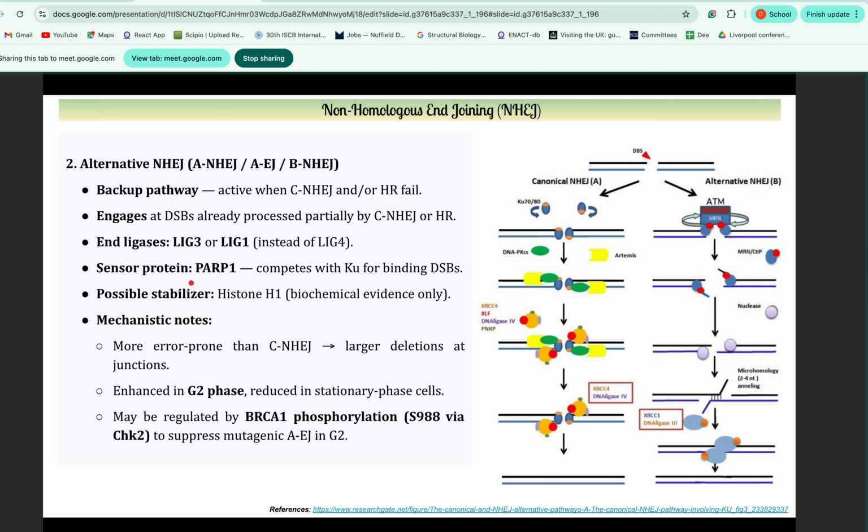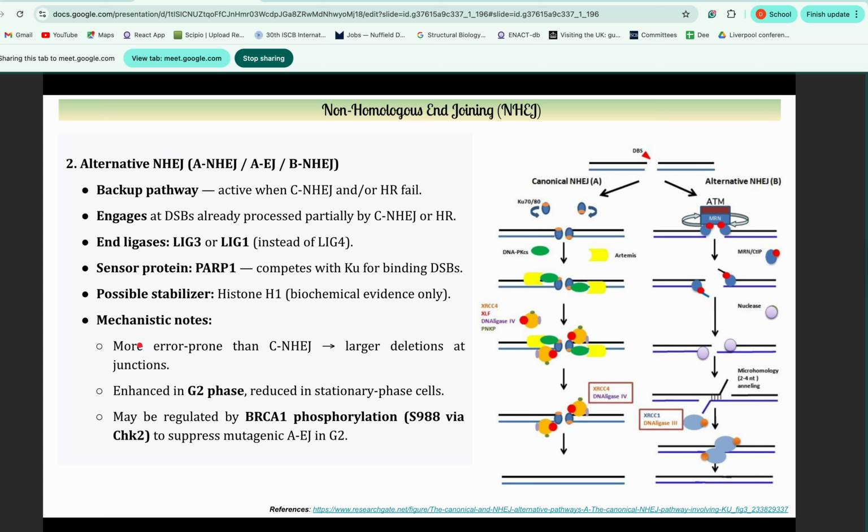There is a sensor protein, PARP1, which competes with Ku for binding the double strand breaks. A possible stabilizer is histone 1, for which evidence is also available. Histone 1 is responsible for stabilizing the single stranded DNA which is generated after the nuclease activity.